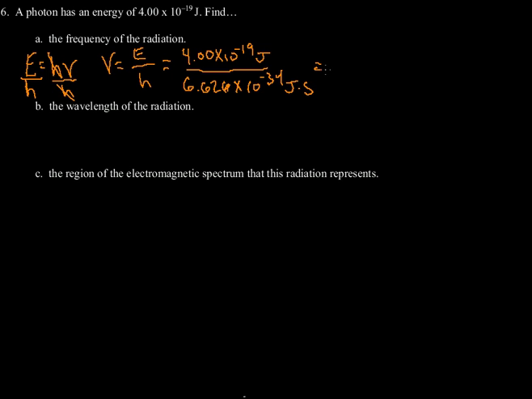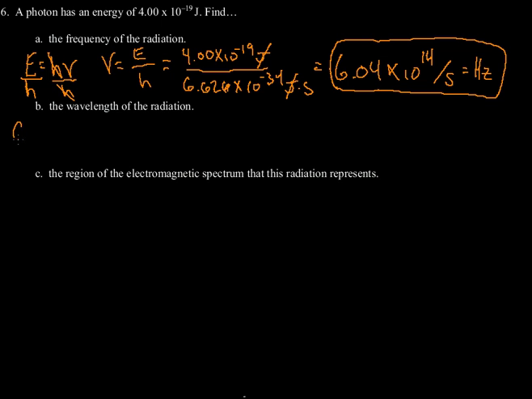And if we plug this in the calculator, that's going to give us 6.04 times 10 to the positive 14. Now notice, what are my units going to be? Well, joules are going to cancel out, and we're left with just seconds on the bottom, or per second, which is the same as a hertz. And that's what we would expect for our frequency units.